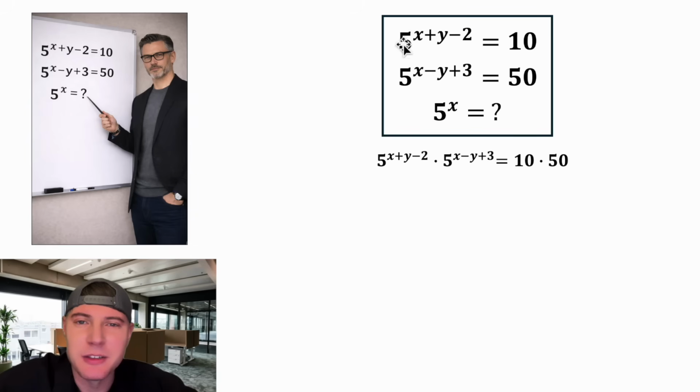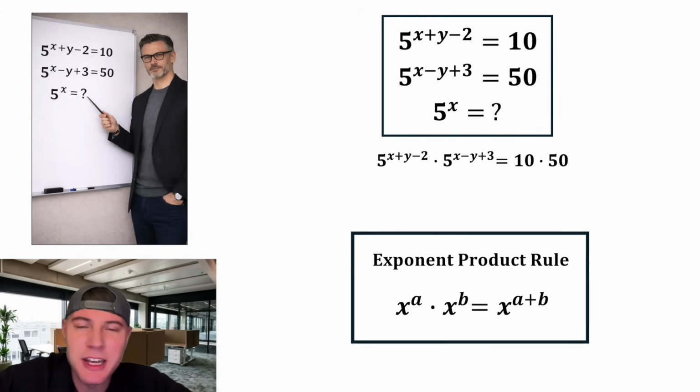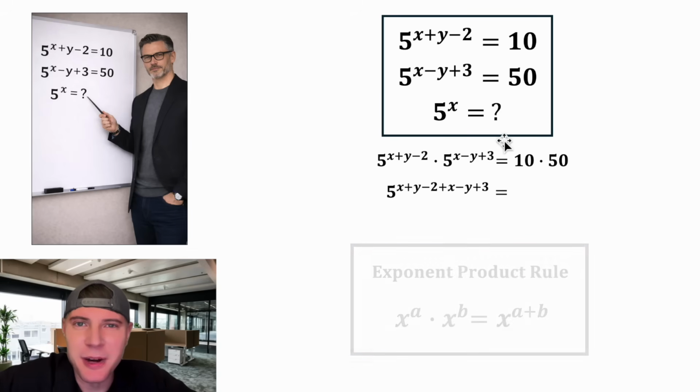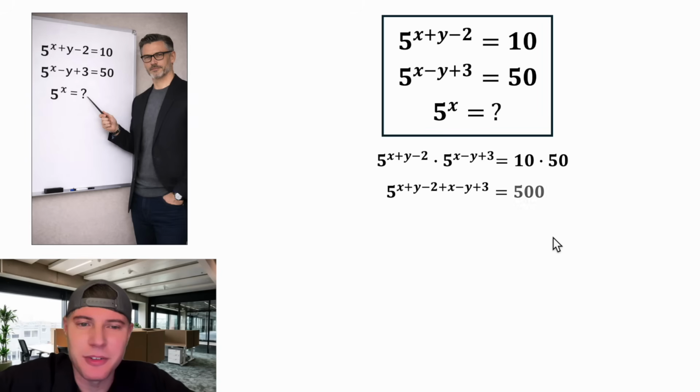So on the left-hand side, it'll be 5 to the power of x plus y minus 2 times 5 to the power of x minus y plus 3. And on the right-hand side, it's going to be 10 times 50. And now we can simplify things a little bit. So now using these notes for exponents, anytime you have x to the power of a times x to the power of b, that's the same thing as x to the power of a plus b. So 5 to the power of this times 5 to the power of this would be 5 to the power of this plus this. And on the right-hand side, 10 times 50 is equal to 500.